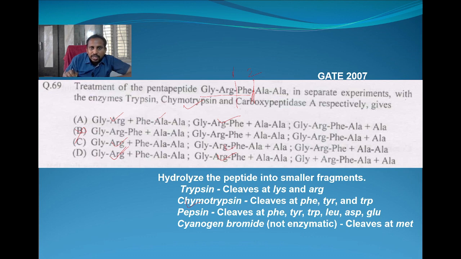In the third experiment we use carboxypeptidase. Suppose this is the N terminal. Carboxypeptidase will cut at the C terminal. We'll get alanine here.